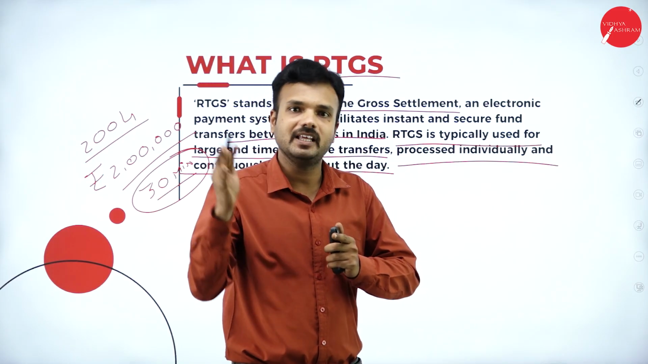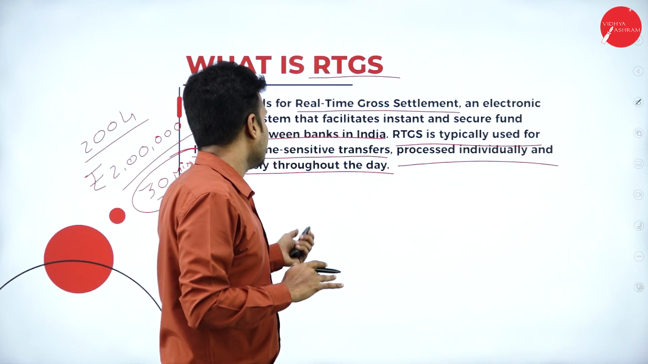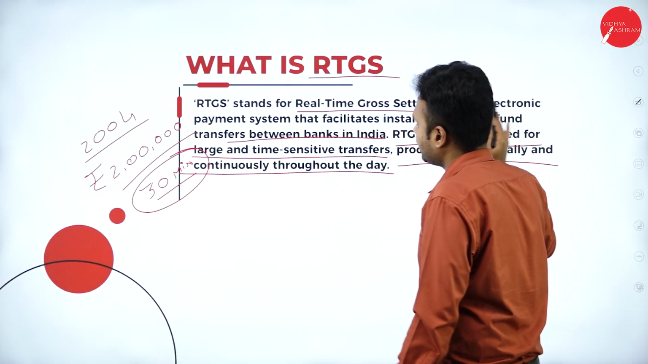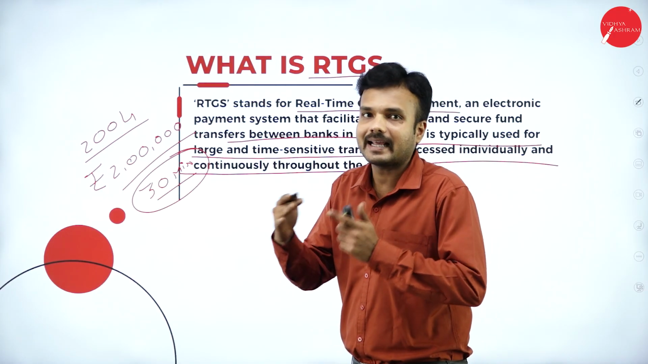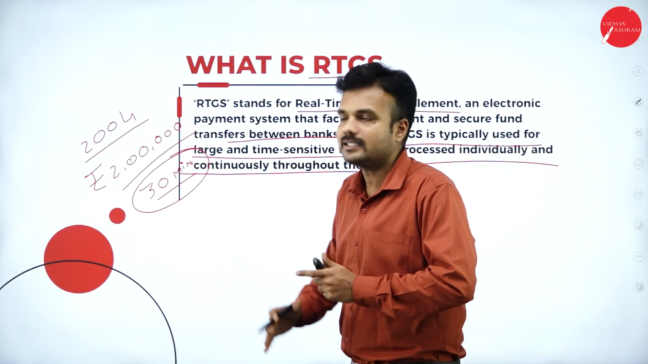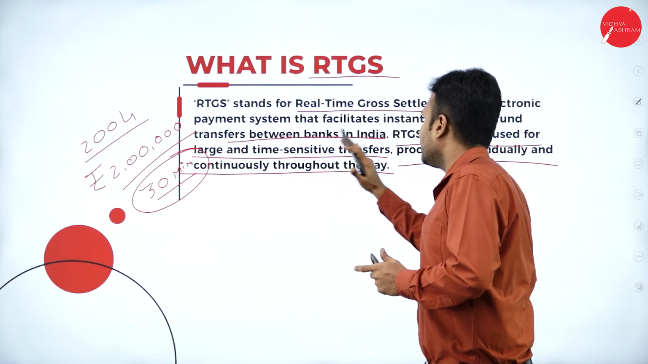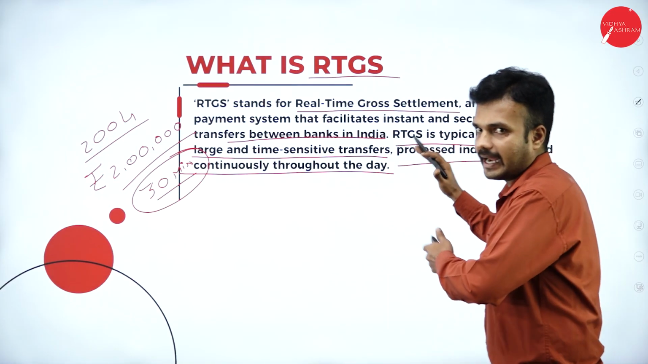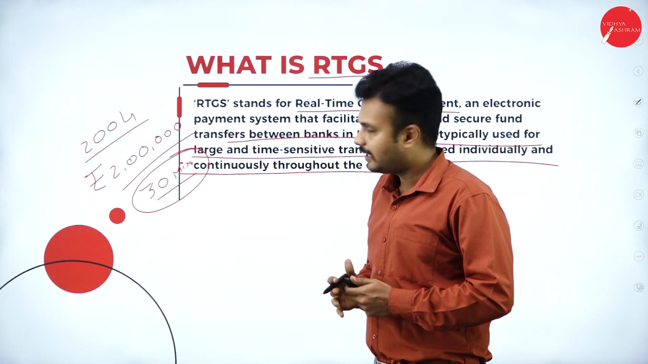Means he can make any number of transactions in a day, that we call RTGS. I repeat, this RTGS is a real-time gross settlement, and it is an electronic payment mode that we are supposed to use for authentic transactions of money from one bank to another in India. So it is applicable for transactions between banks in India, not in foreign countries. And also this RTGS is used for large and time sensitive transactions.